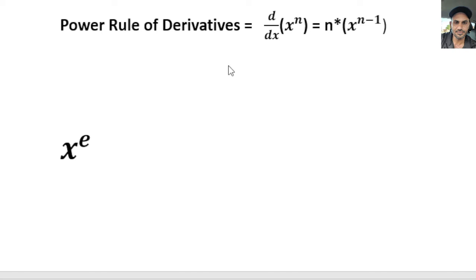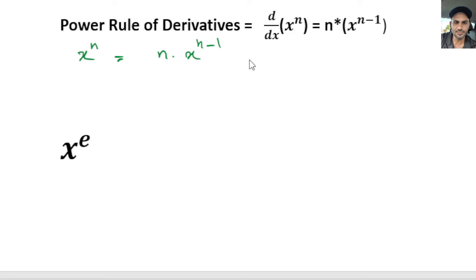We usually apply this kind of property to one-term expressions such as x raised to some power n. When we take the derivative of this expression, we bring that power to the front, times x to the n minus 1. We take 1 away from that exponent. So if we have x to the n and we want to apply the power rule of derivatives to this, we bring this n to the front and then we have x raised to the n minus 1. We subtract 1 from n.